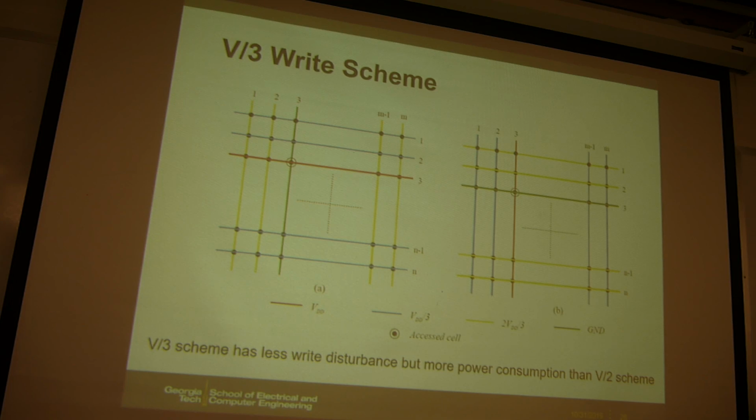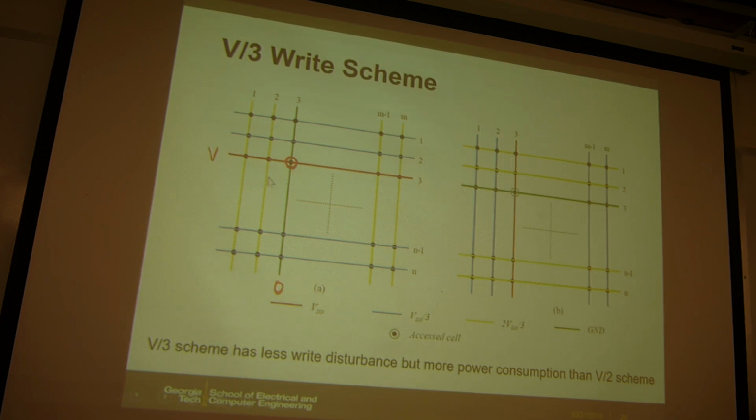And there's another scheme called the V over 3 scheme, and this is sometimes used. So the idea here is that still this is a selected cell, and we want to write it. So you want to apply the full write voltage on that. So let's say you apply V here, and then ground here. So this cell will see the full write voltage.